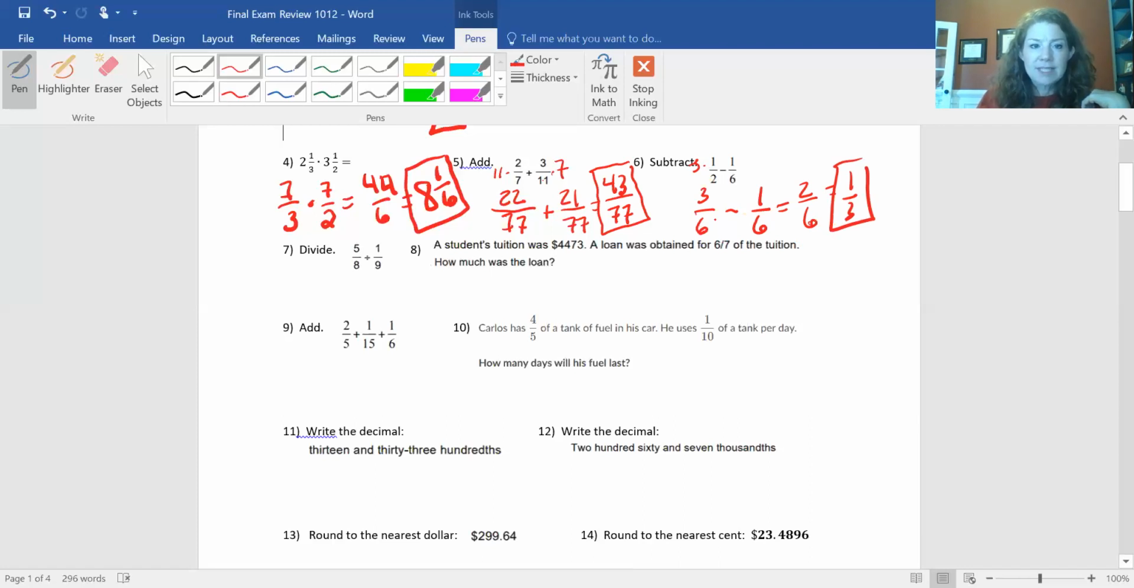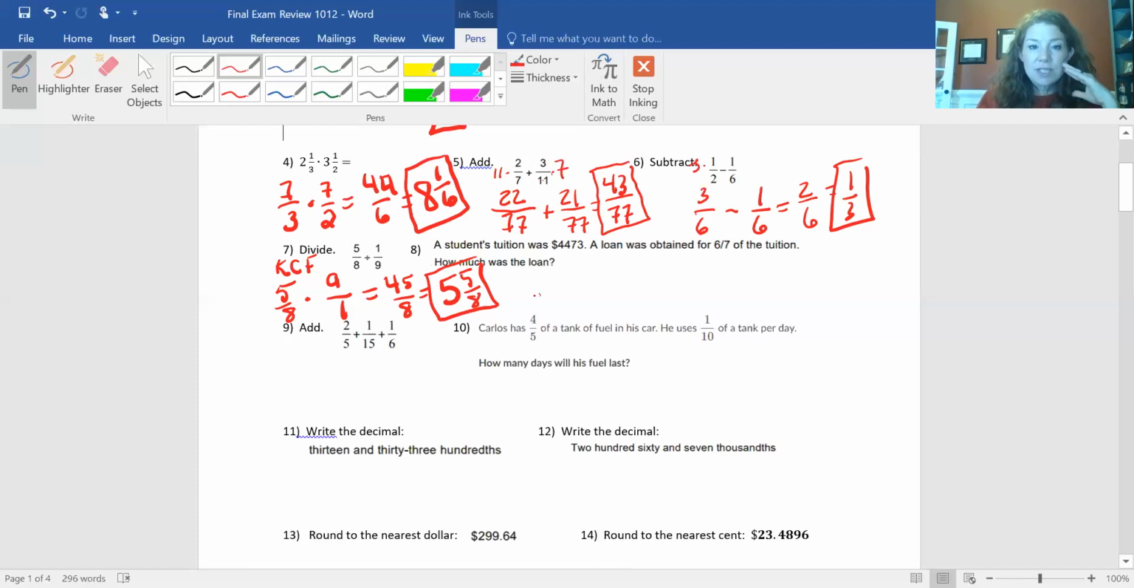All right, number 7, I'm going to divide. So how do you divide fractions? You keep it, change it, flip it. So I'm going to keep the first one, change it to multiplication, flip to 9/1, and then I multiply straight across. 5 times 9 is 45. 8 times 1 is 8. How many times will 8 go into 45? The answer is 5. 8 times 5 is 40, so that means there's 5 left over. So 5 and 5/8 is the final answer.